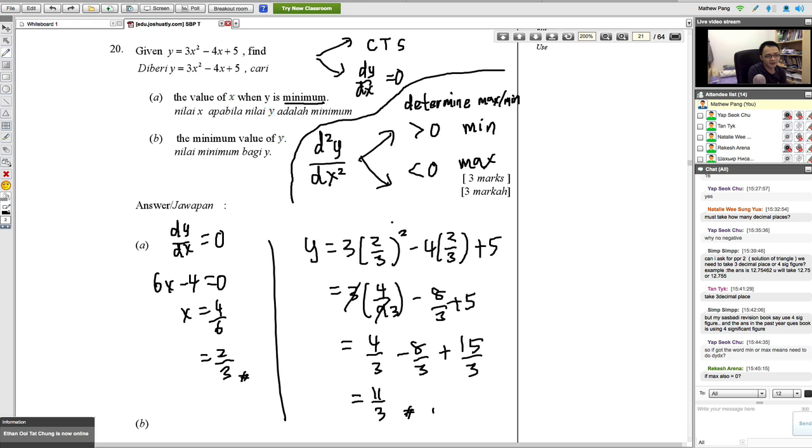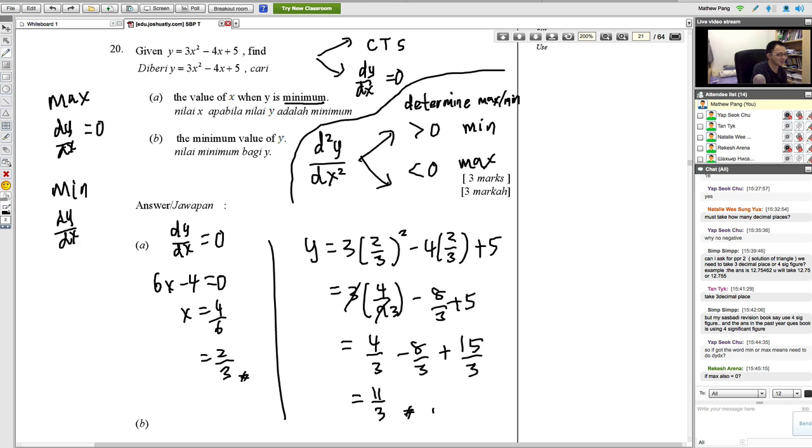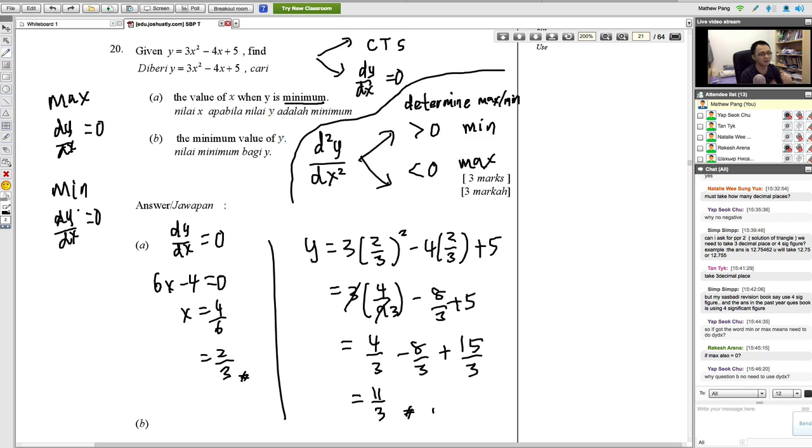Whether it's a maximum or minimum, dy dx is equal to 0. Maximum, dy dx is equal to 0. Minimum, dy dx is equal to 0 as well. So both equal 0. If you want to determine whether it is a maximum or minimum, then you will need to differentiate a second time. But in this case, the question already tells you it's a minimum, so you do not need to differentiate a second time.